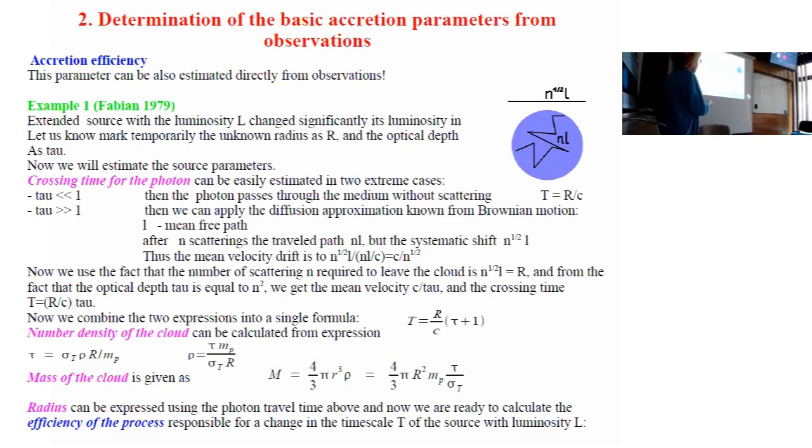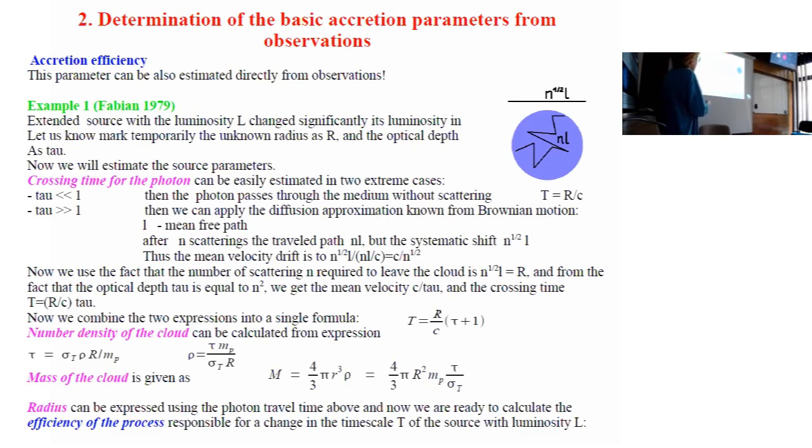So let's assume that the photon is traveling across this kind of cloud. The radius of the cloud, we don't know it, but we will mark this radius as r, and the optical depth of the cloud we will mark as tau. Later, it will be the key point to get rid of those values, but we have to go step by step through this kind of reasoning.